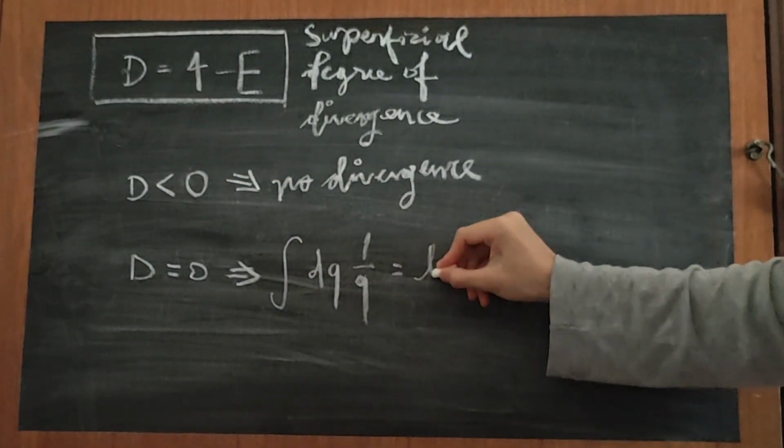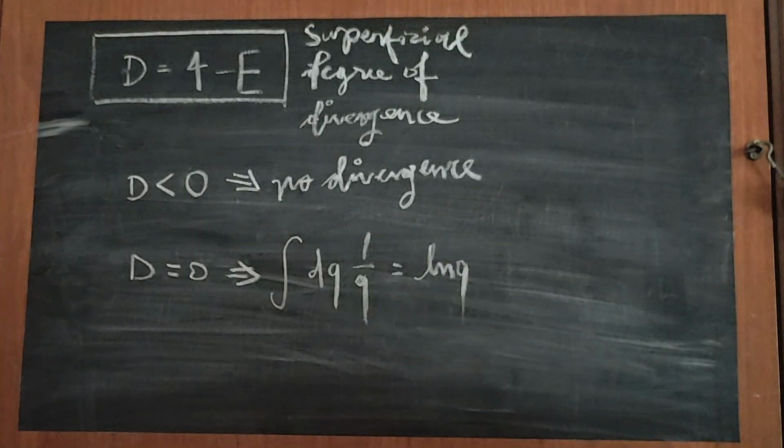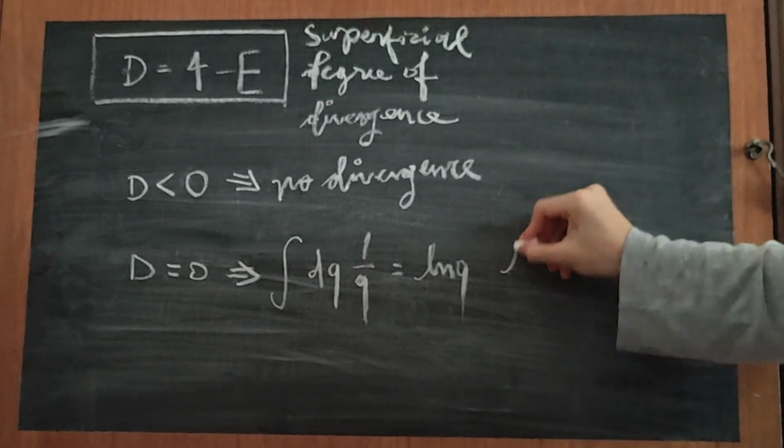But obviously when you integrate that, you get a logarithm, and this is a divergent quantity also. So what we call this is logarithmic divergence.